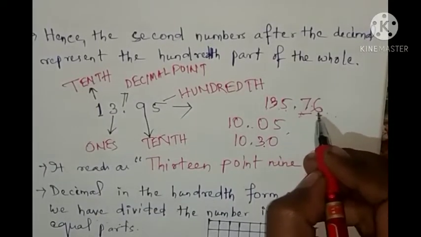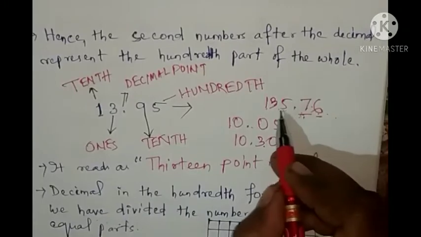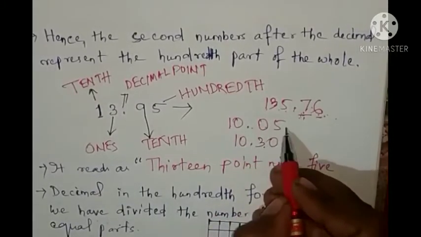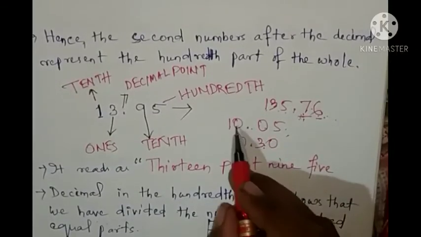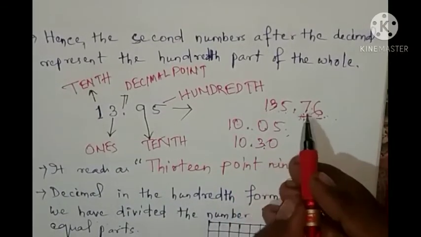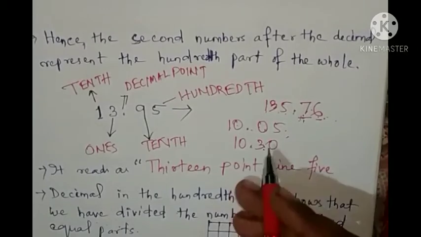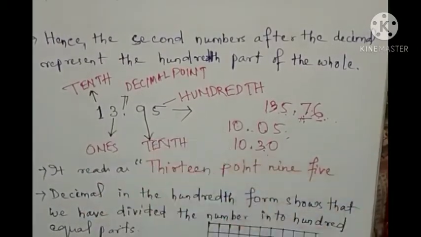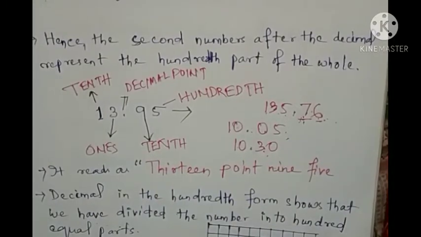Read each number separately, like 13.76, 13.05, 13.3, sorry, 10.0, 135.76, 10.05, 10.3, here 13.95. Like that we can read the 100th part.